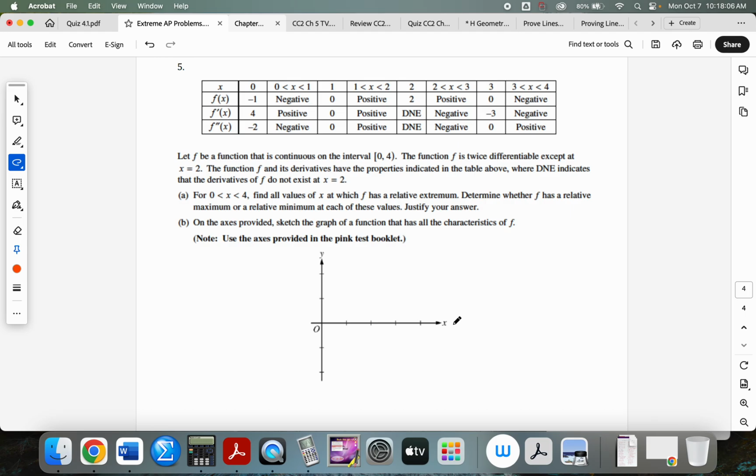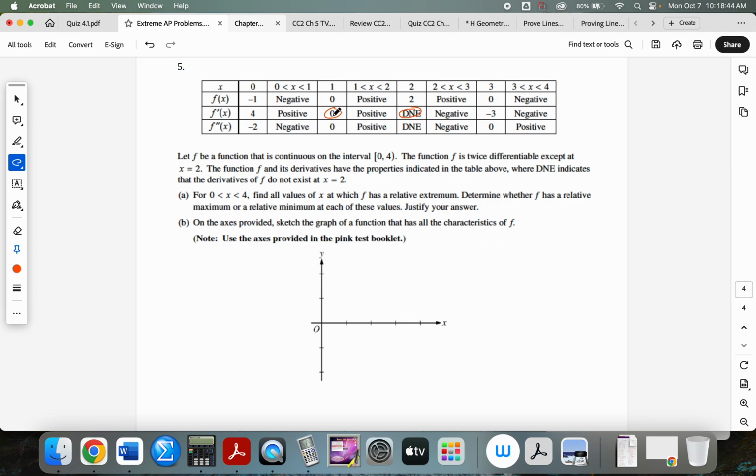So, on the interval from 0 to 4, find all values at which f has a relative extremum. Determine whether f has a relative maximum or a relative minimum at each of these values. Justify your answer. Okay? So, we would need to be looking at critical points. Critical points are going to be where the derivative is 0 or where the derivative does not exist. There's only those two critical points. Notice it doesn't say find the critical points. They could have asked that.